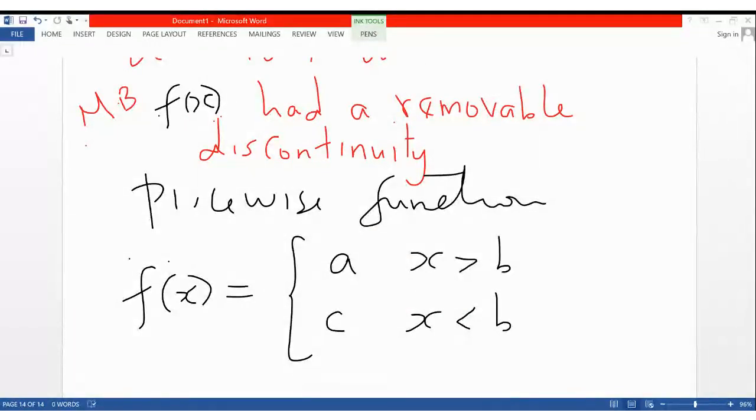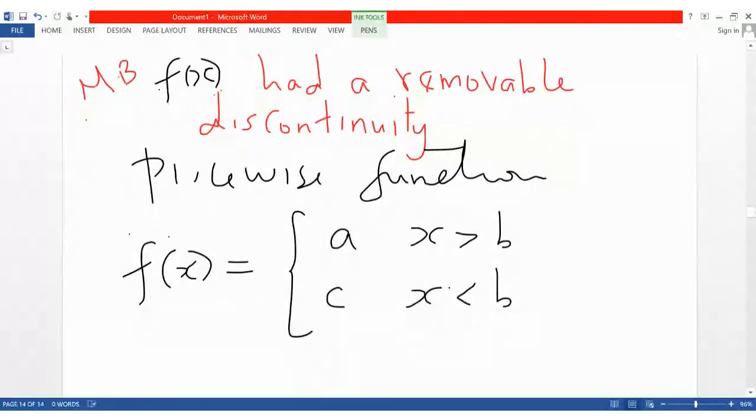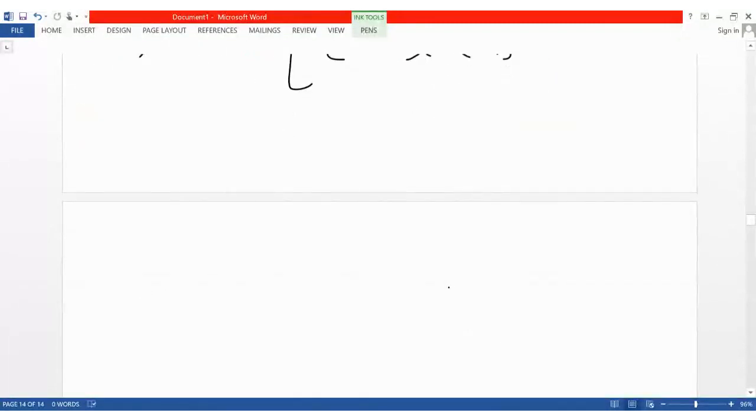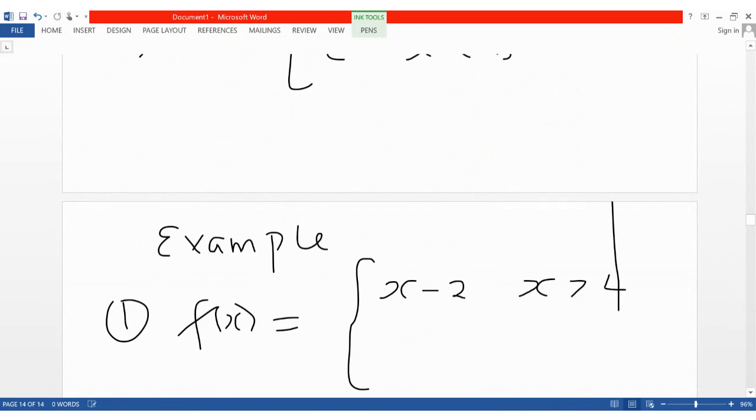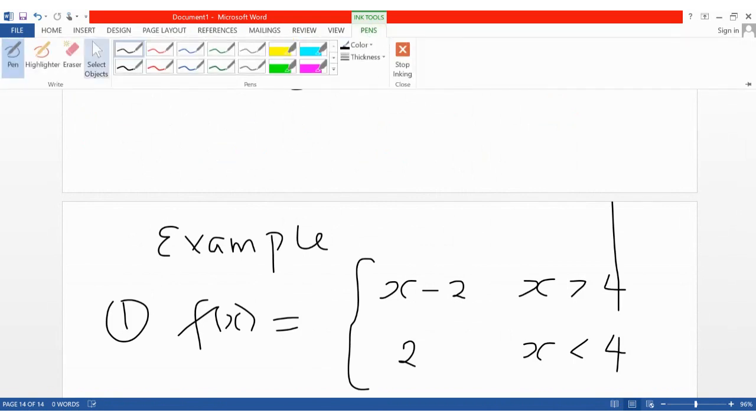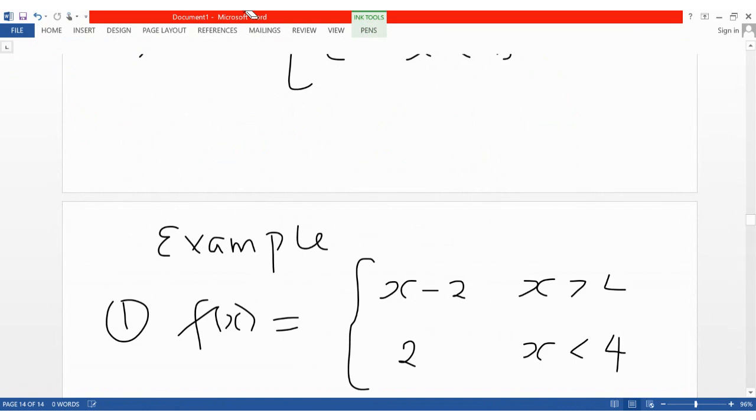And again, it is possible to check if it is continuous at a particular point. Let me do an example. So let's check if this function is continuous. F of x is x minus 2 when x is greater than 4, and 2 when x is less than 4. That one is a piecewise function. It's giving two different values of f of x at two different points.